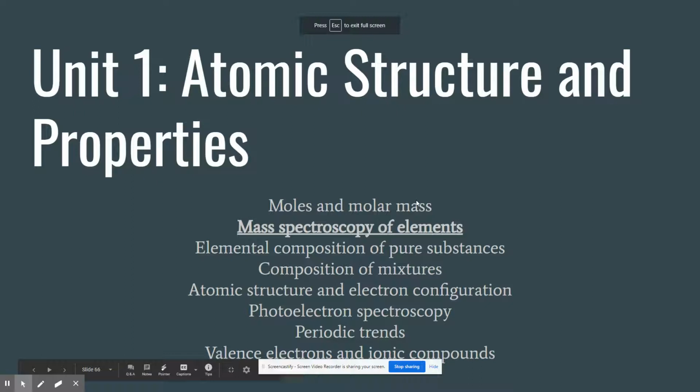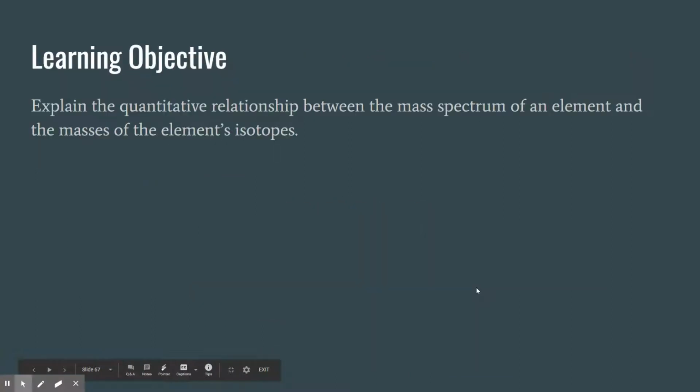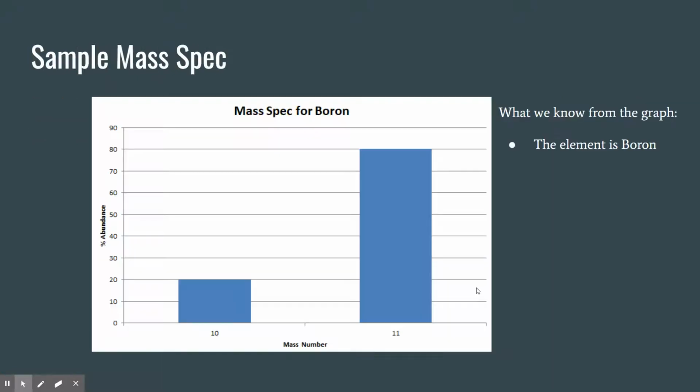All right, we're looking at Unit 1 still, but we're looking at mass spectroscopy of the elements. And our goal is to be able to explain the quantitative relationship between mass spectrums and the masses of the elements, isotopes. So let's take a look at what a mass spectrum looks like. And we're going to call them mass specs for short. So this is a sample mass spec for the element boron. And we're going to break down what we see in this graph.